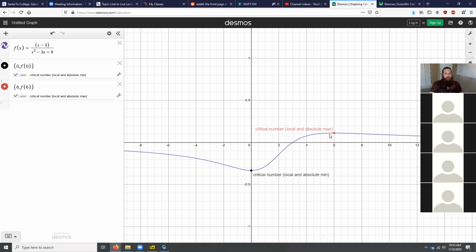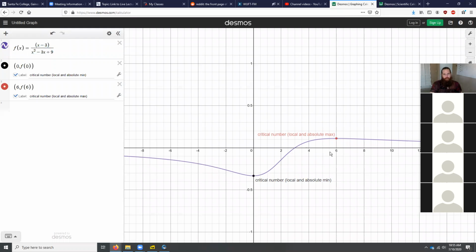f of 6 is the number you get out when you plug 6 in for x here. So the x value here is 6. You see that, right? Yes. f of 6 is the y value at this point on the graph. So f of 6 is right there. It's 0.111111111, which is, I think, 1/9. So if you plug 6 in here, you'll get 1/9 after you simplify.